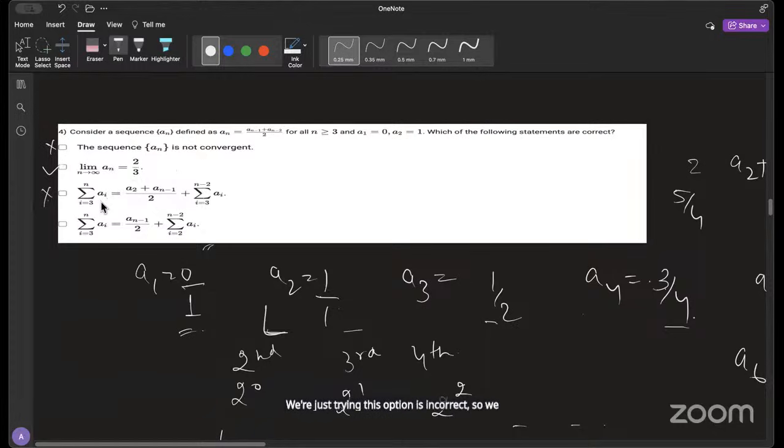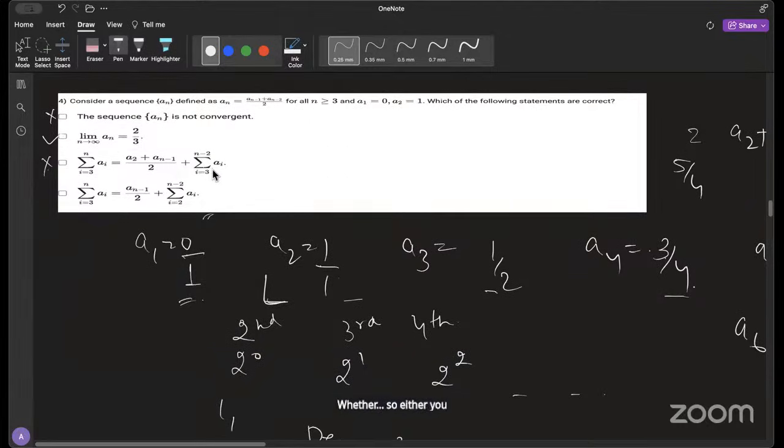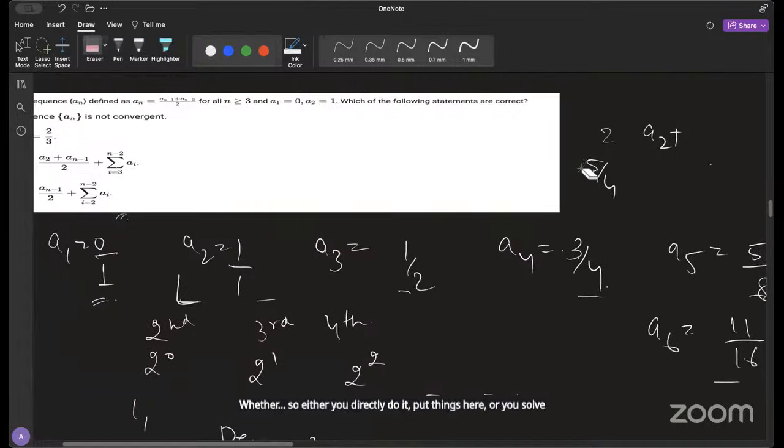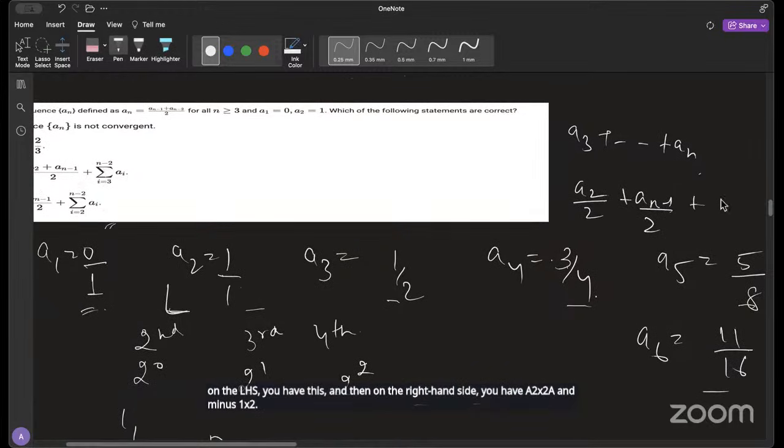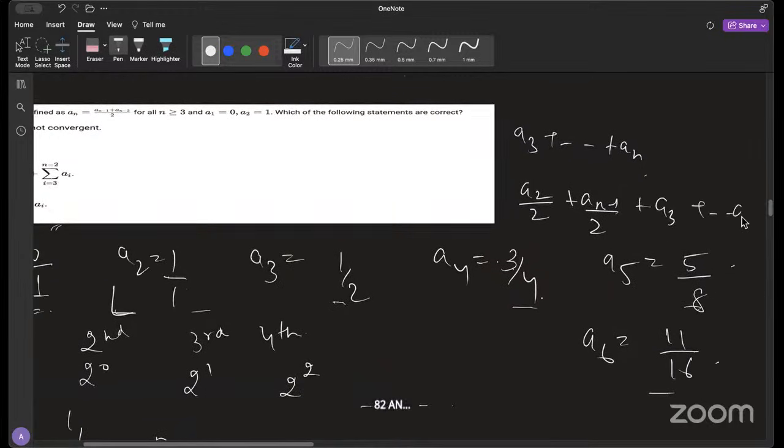We're just trying, this option is incorrect. So we're just trying to find an example, put values there and see why it's incorrect. Either you directly put things here, or you solve it a bit and then test it. Solve it a bit in the sense you have A3 to AN on the LHS, and on the right hand side you have A2 by 2, AN minus 1 by 2, and A3 to AN minus 2. So here you will have AN minus 2, AN minus 1, and AN.